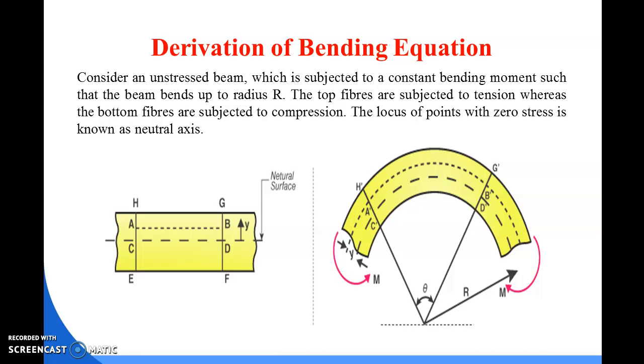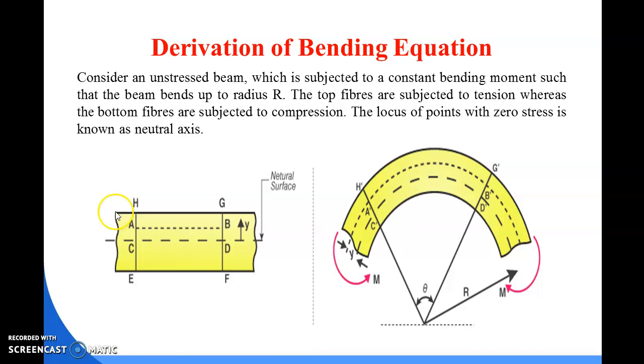So here, first of all, we are considering an unstressed beam, that means a beam without any loading condition, which is subjected to a constant bending moment such that the beam bends up to a radius r. The top fibers are subjected to tension, whereas the bottom fibers are subjected to compression. The locus of points with zero stress is known as the neutral axis.